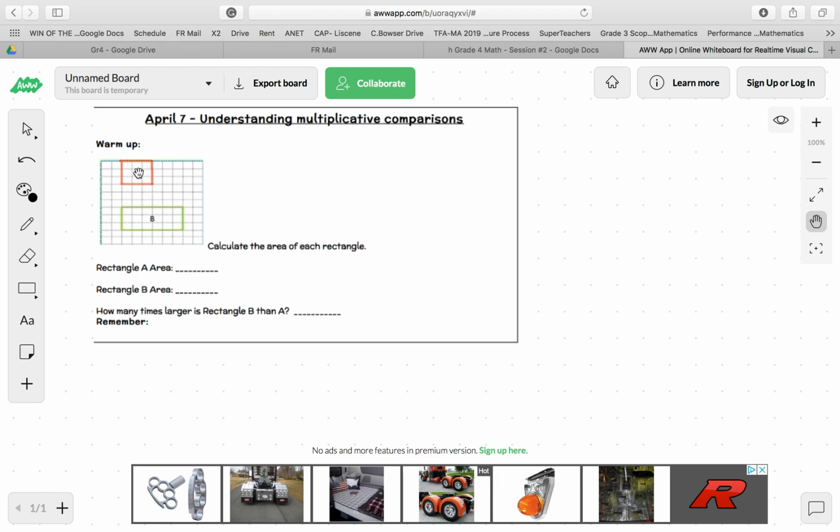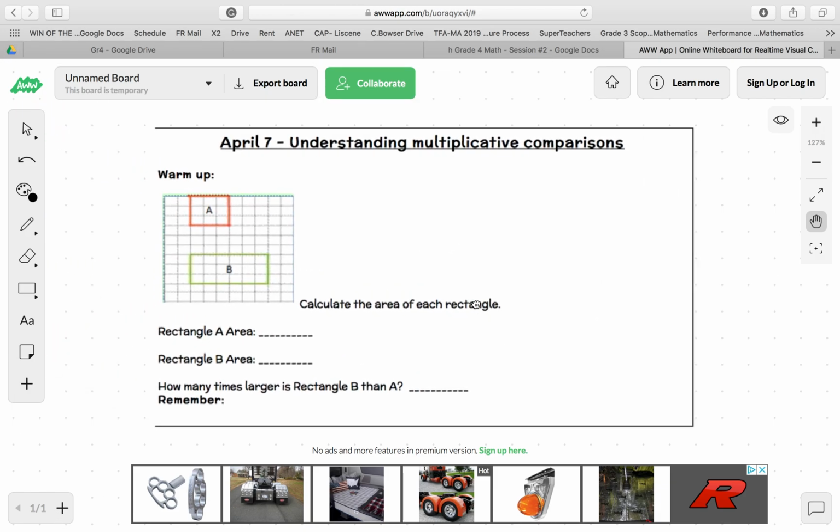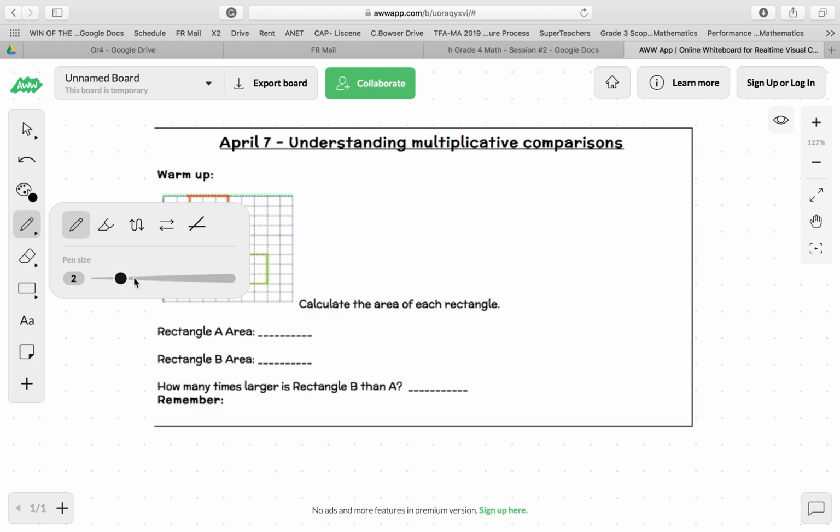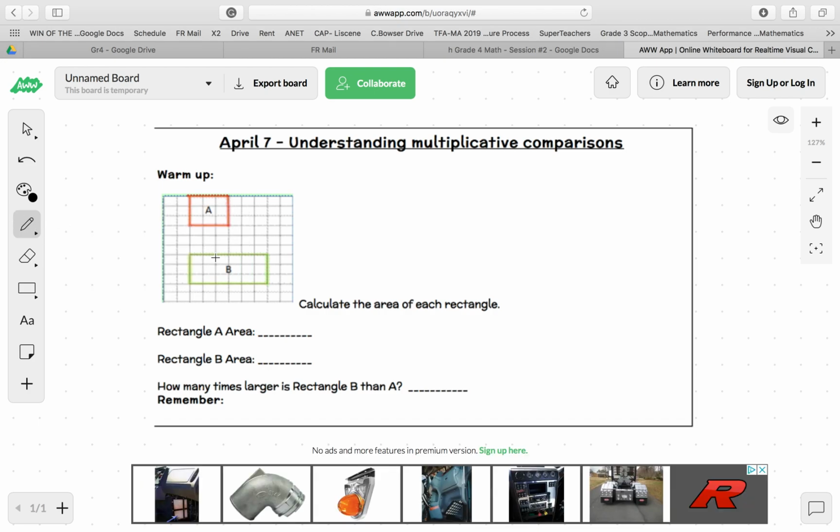Rectangle A area. To find the area, we know we can do length times width, but we can also just count the squares. So I'm going to zoom in a little and see if we can get a better look at this. I see there's 3 here for A, so let's skip count up by 3. 3, 6, then 9. Very good. So the area, sorry if you can hear my dog barking in the background, the area for rectangle A we just discovered was 9.